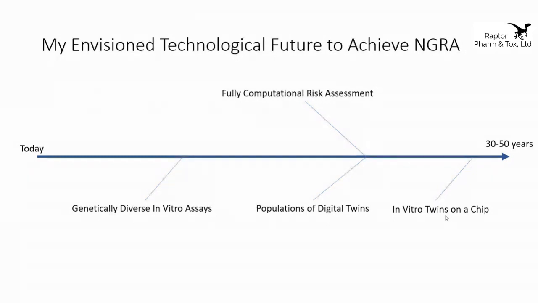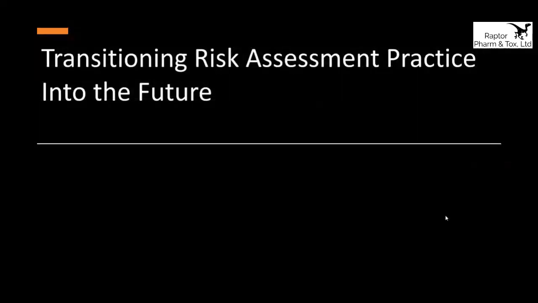But eventually, what I think is going to be the real future is if we can have the in vitro twins on a chip, and have different chips that represent a good, representative sampling of the population. That will get us eventually, I think, to the holy grail that we're all trying to get to, with human relevant risk assessments and NGRA.